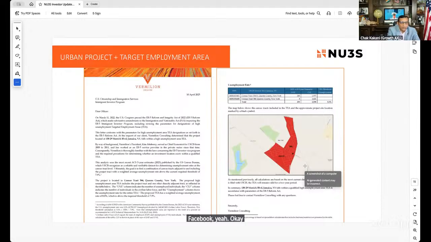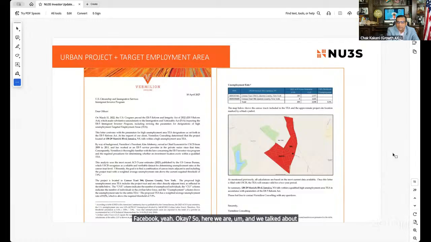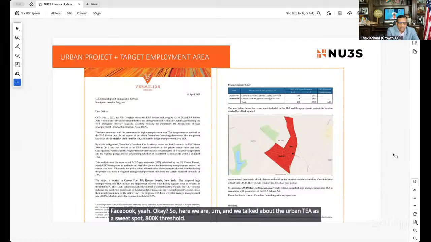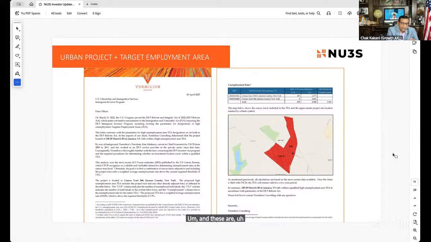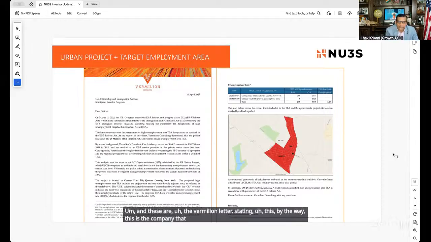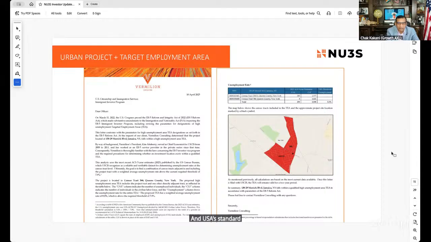Okay, so here we are, and we talked about the urban TEA being a sweet spot, the 800K threshold, and this is the Vermilion letter stating this. By the way, this is the company that USCIS accepts. Their consultants are USCIS standard practice to accept somebody like Vermilion. They're the top company in giving this certification, right?